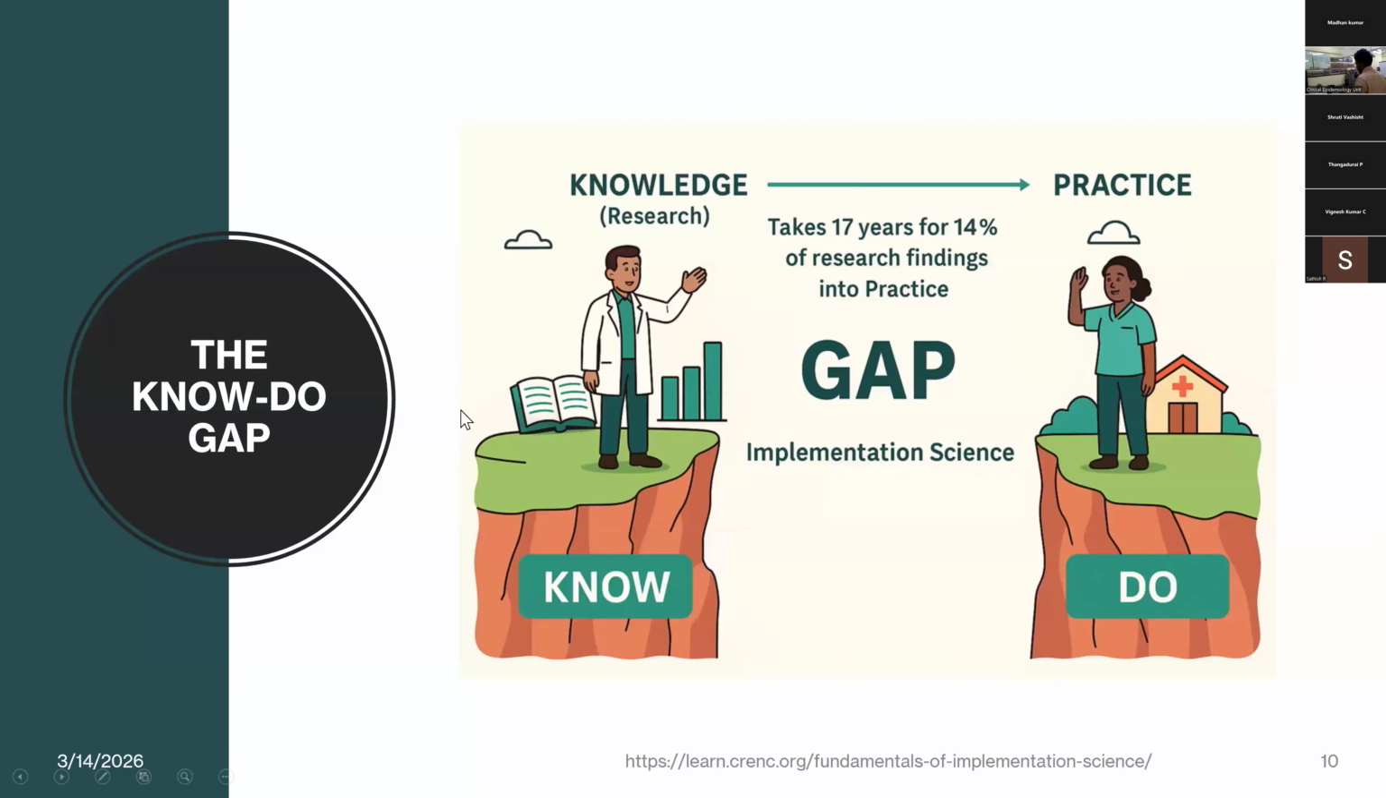So implementation science aims to bridge the gap between what we know and what we do, which is called the know-do gap. Studies have shown that for a research finding to come into clinical practice, it takes an approximate duration of about 17 years. And even at the end of 17 years, only 14% of research findings are actually put into practice. So this know-do gap is aimed to be bridged by using the phenomenon of implementation science.